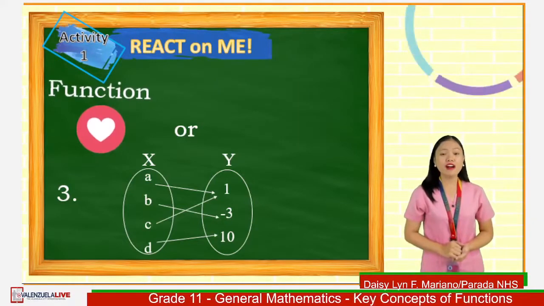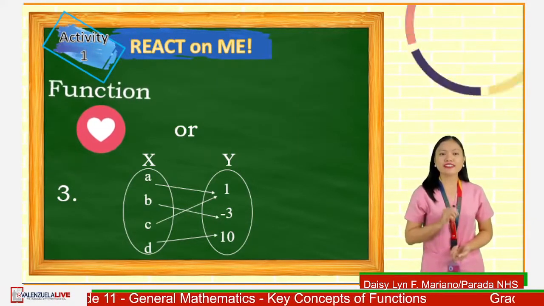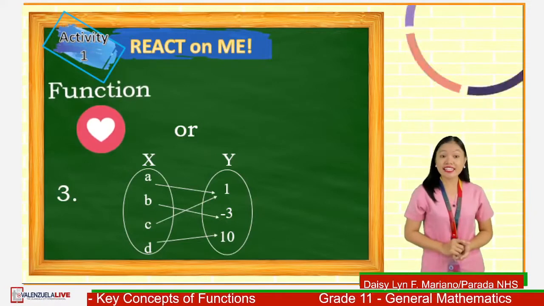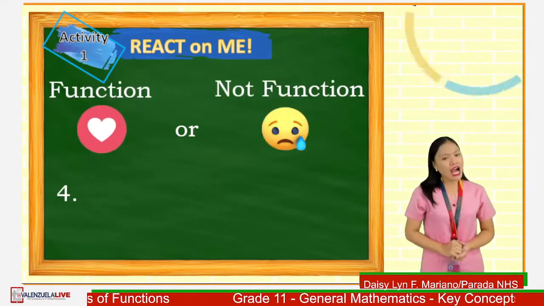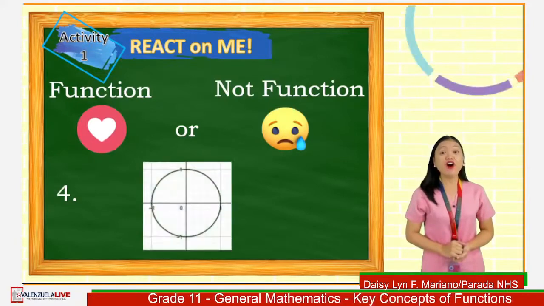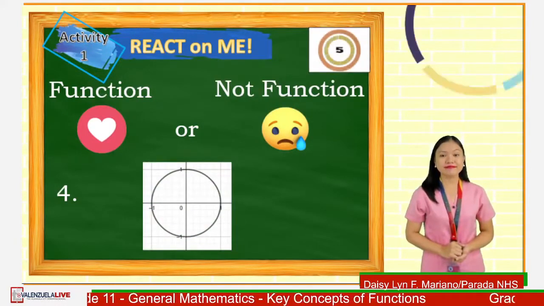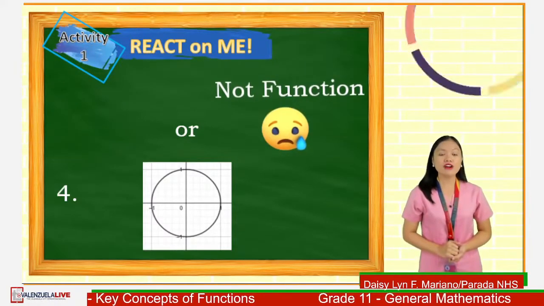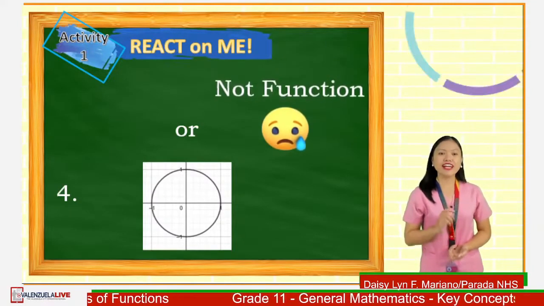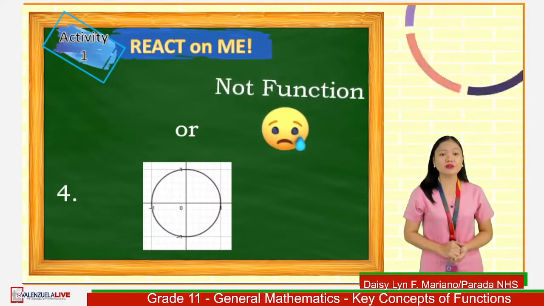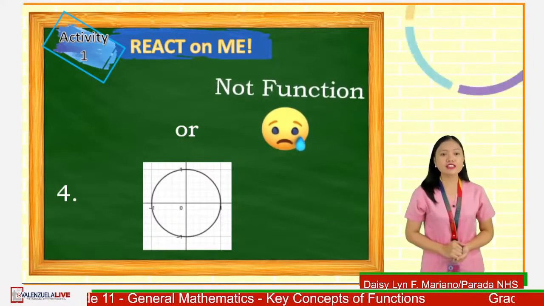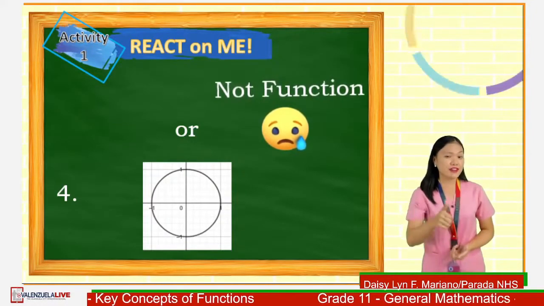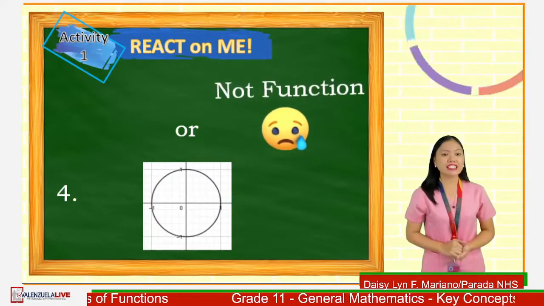Time's up. If your answer is function, you are correct, since the elements which are the letters A, B, C, and D in X are paired once. How about this graph? Function or not function? Time's up. If your answer is not function, you are correct, since if a vertical line is drawn in any part of our graph, it crosses our graph in more than one point. And what do we call this kind of test? Very good. It is called the vertical line test.